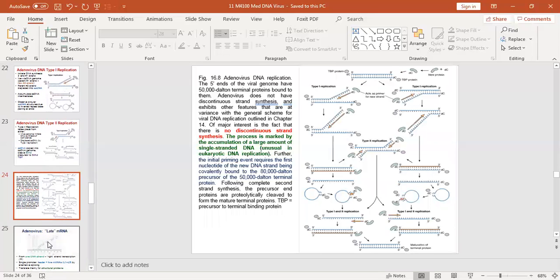Moving to slide number 24, this is basically a depiction of what we just talked about. One major issue that I want you all to remember and understand is that during adenoviral DNA replication, we do not have any discontinuous strand synthesis. All is continuous. The only difference, which is very unusual in eukaryotic DNA replication, is that there is an accumulation of large amounts of single-stranded DNA molecules that will later on circularize due to terminal inverted repeats.